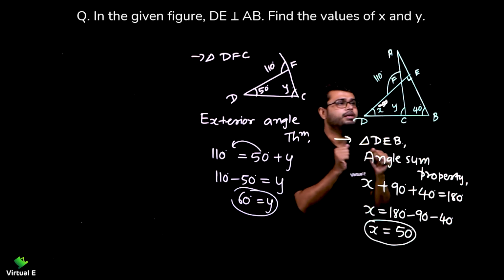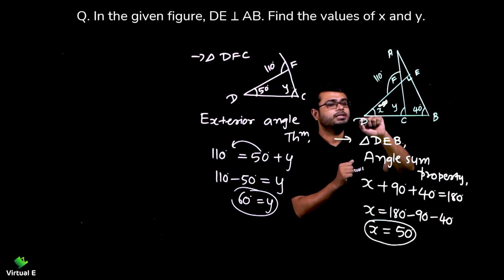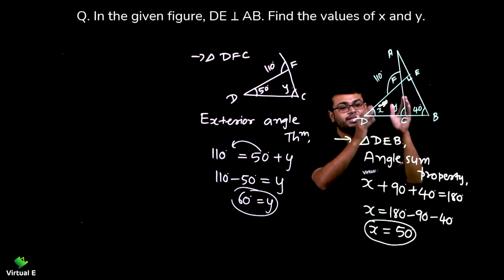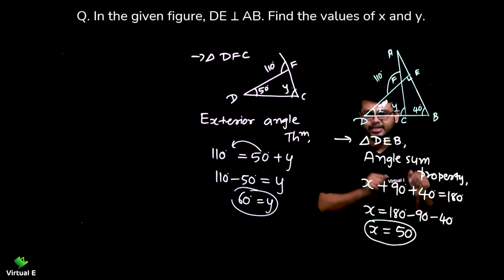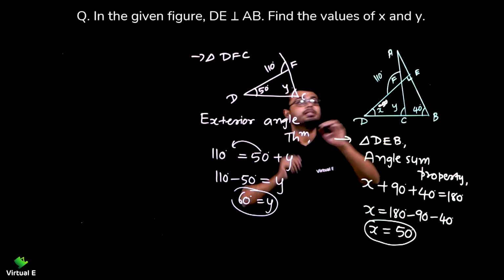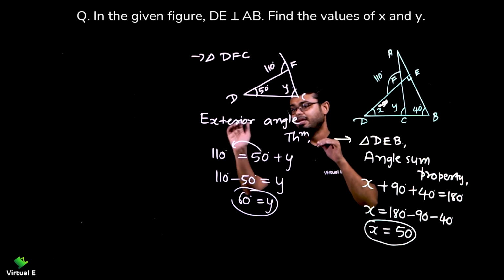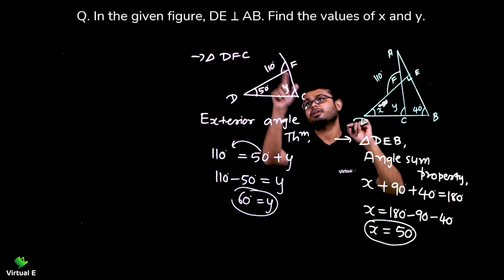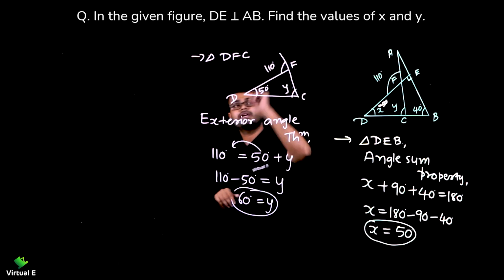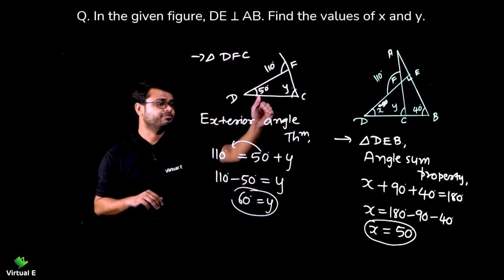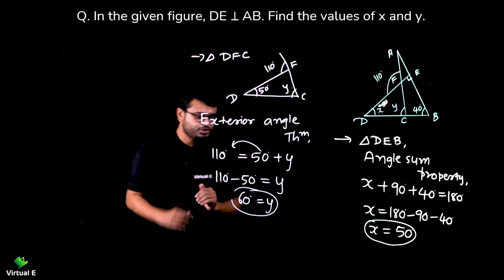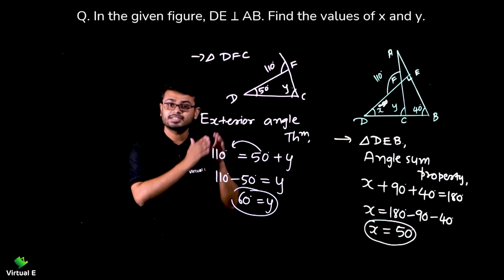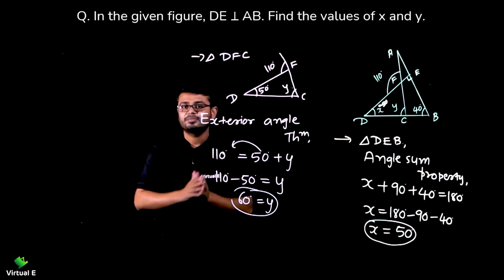So what we did over here, we took the first triangle DEB, and out of that two angles were given. So with the help of the angle sum property, we find the value of X. Then we see that we can apply the exterior angle theorem for this triangle DFC. You can see over here, I have drawn the figure one more time. So we can write 110 is equal to 50 plus Y. So solve the equation and get the value of Y. So this is how we use both properties, angle sum property and the exterior angle theorem, in the same sum.